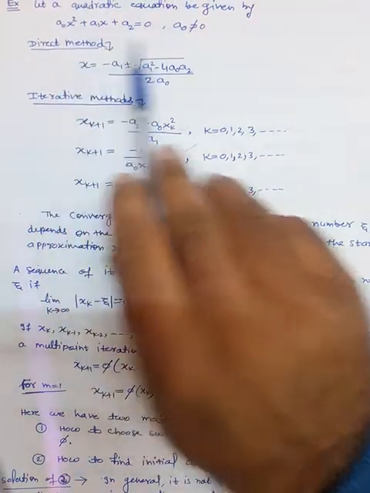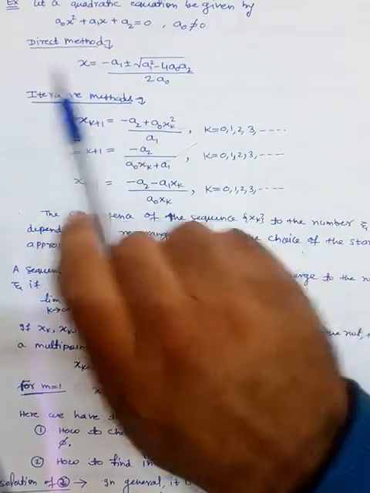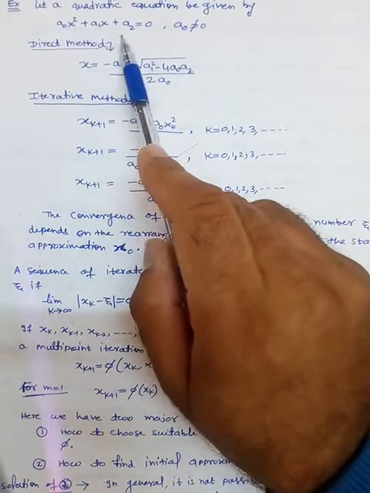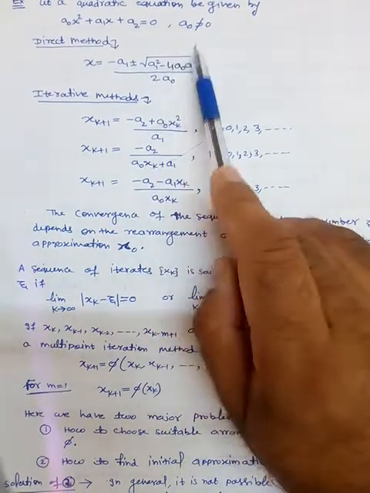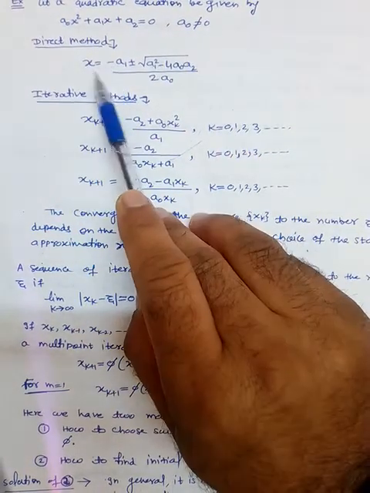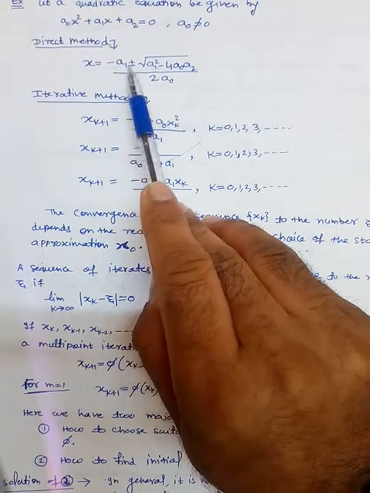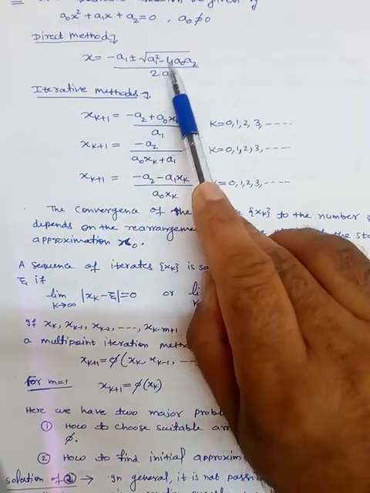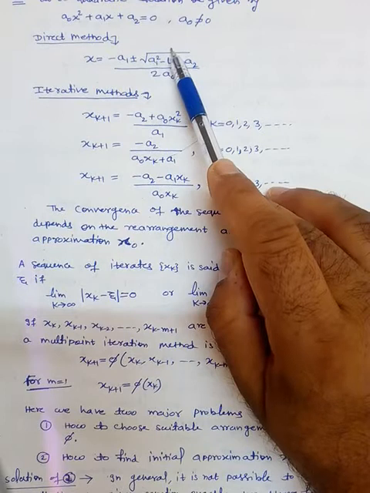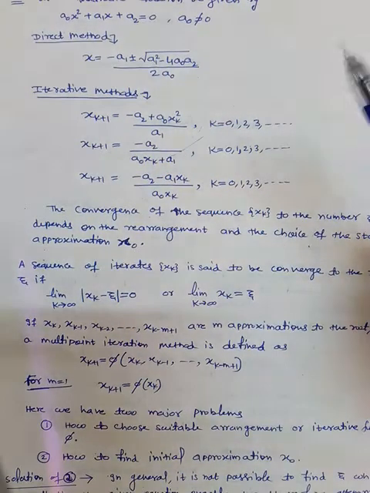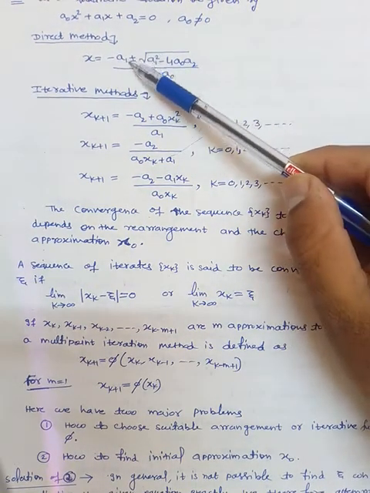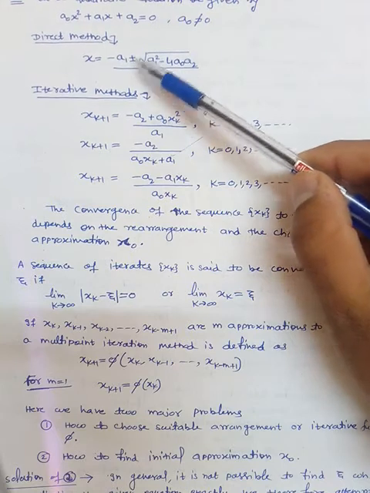So here we have taken a quadratic equation. Now the direct method. If you want to solve this quadratic problem, a naught x square plus a1 x plus a2 is equal to 0, where a naught is non-zero, then the direct method is this: x is equal to minus a1 plus minus square root of a1 square minus 4 a naught a2 divided by 2 a naught. Because a naught is non-zero, this is a valid quantity. So this is Sridharacharya. You are already aware of this method. So you can see that when you take the plus sign you get one root, and when you take the minus sign you get the second root.